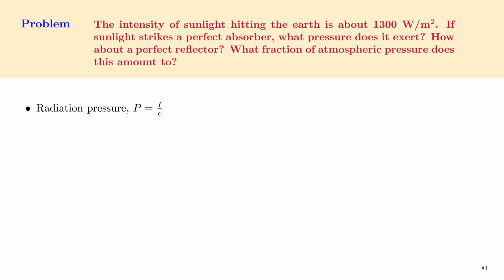We know that the radiation pressure is I over c, where I is the intensity of the light and c is the velocity of light. Therefore, the radiation pressure is 1300 watts per meter square divided by 3 times 10 raised to 8. When we calculate, the value turns out to be 4.3 times 10 raised to minus 6 Newton per meter square. We shall now proceed to do the second part.